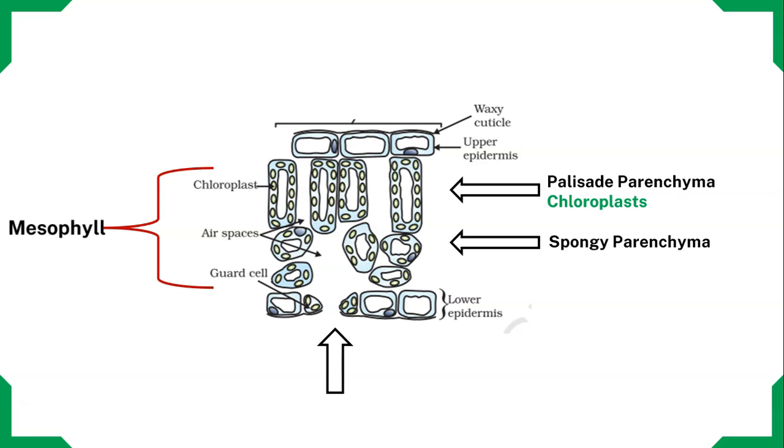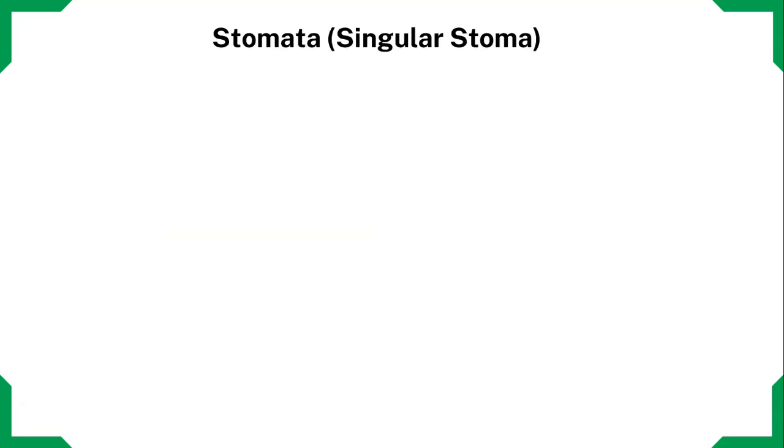And here we see these small pores and openings in the lower epidermis, and that's where we have the guard cells. And this is called the stomata. The stomata are the pores present in the lower epidermis, where they have guard cells which regulate the opening and closing of the stomata, and this is where the gaseous exchange takes place for the cell, and that's how it's able to absorb the carbon dioxide required.